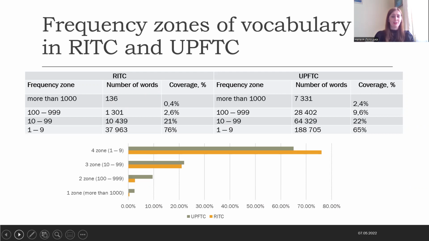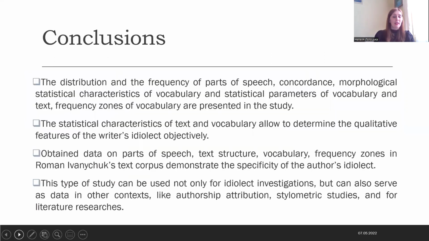Much less coverage with high-frequency vocabulary is detected in Roman Ivanychuk's text as compared to Ukrainian prose fiction text, which makes his text unique. A specific feature of the frequency zones in Roman Ivanychuk's text corpus is higher coverage with low-frequency vocabulary and low coverage with high-frequency vocabulary than in the Ukrainian prose fiction text corpus. The statistical characteristics of text and vocabulary allow us to determine the qualitative features of the writer's idiolect objectively.